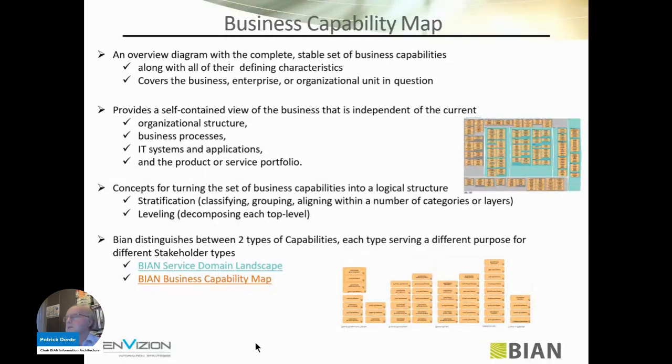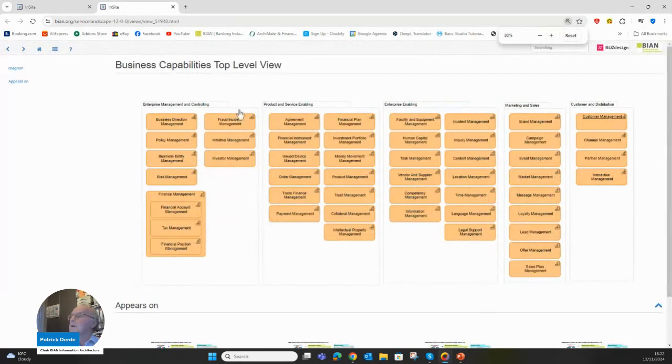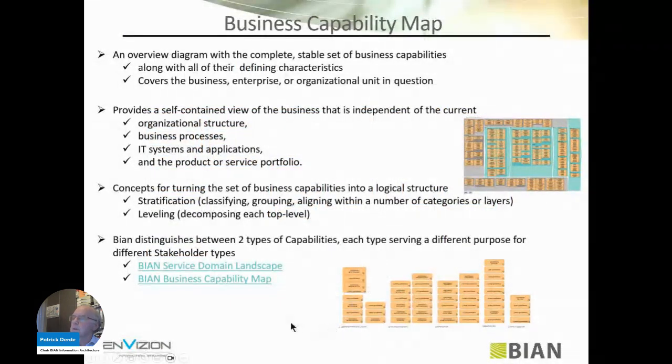So it's also the atomic level, unlike the business capability map. In the business capability map, we have an overview of the business capabilities, and within a business capability, you see a level 2. So the finance management is a level 1, and it is composed of level 2 and level 3. That's an example of leveling. Now, the most important part and the most stable part is the part of the service domains.